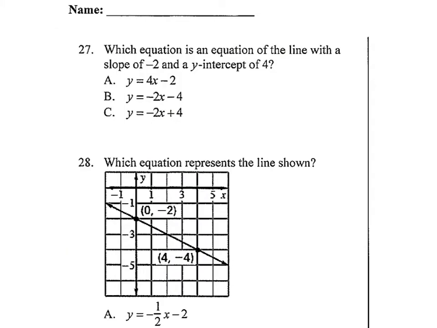Okay, number 27, which equation of a line with a slope of negative 2 and a y-intercept of 4? So who has a slope or an m of negative 2 and a b of 4? Which of these three?